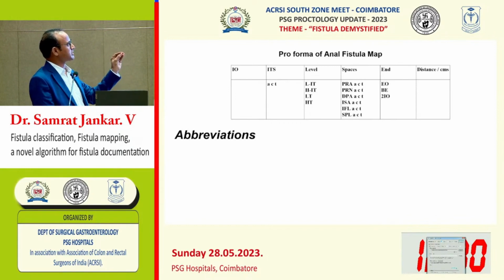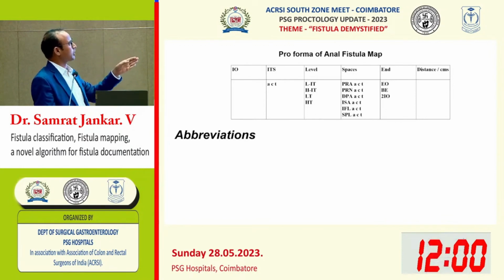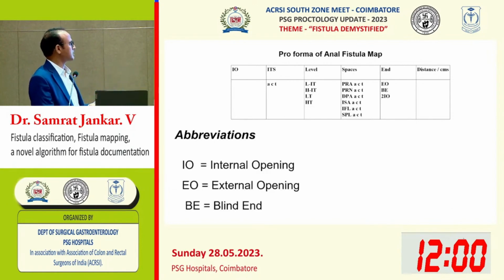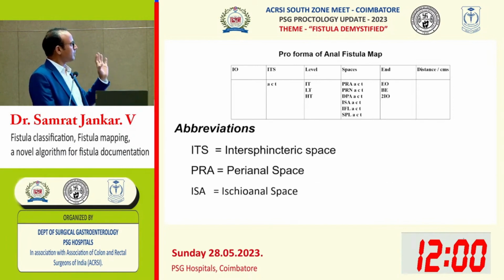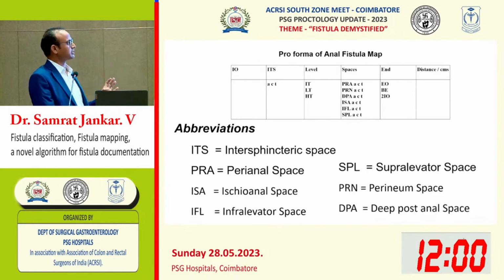Internal opening, where it is: as every fistula starts from inside to out, we need to start with that internal opening. Then the level: is it a low intersphincteric, high intersphincteric, low transsphincteric, or high transsphincteric, and which spaces out of 7 we need to mention. Then the end: is there an external opening or a blind end, we need to mention, and the distance. It doesn't matter, but sometimes if we are planning for laser or otherwise, distance matters. So that's what he has given. All these things we can get from the MRI. We need to ask the radiologist, these are the things we need.